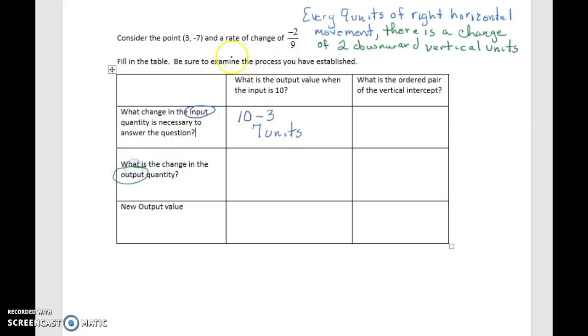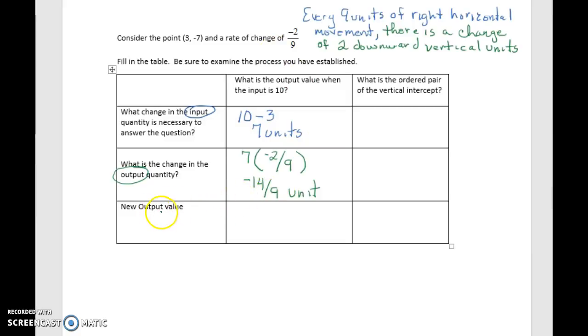Now we want to look at the output change. The output change is based on however many units we moved horizontally. There's also this change vertically. If I'm going to move 7 units horizontally, I'm moving at a rate of -2/9, and we end up with a -14/9 of a vertical unit change. So this means we're going to go down 14/9 units, a little more than 1 unit down.